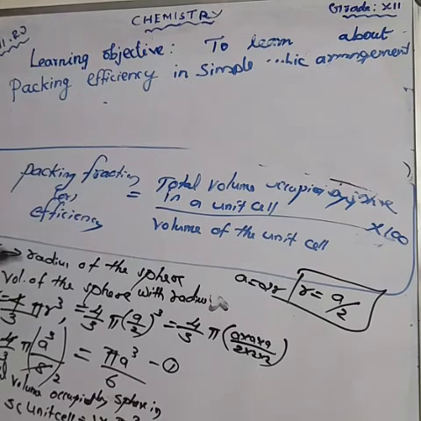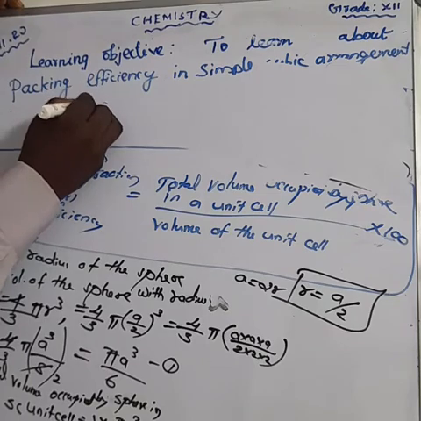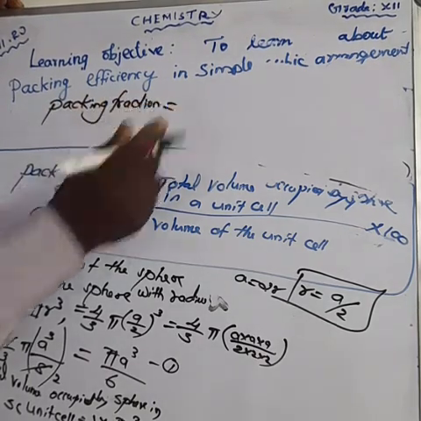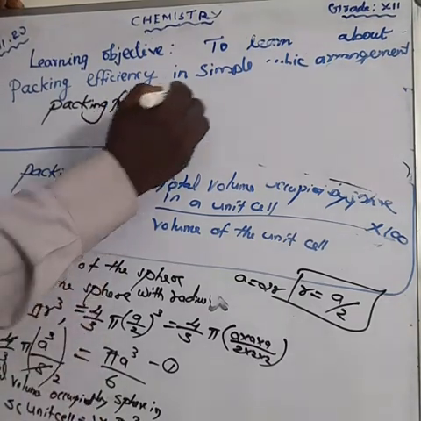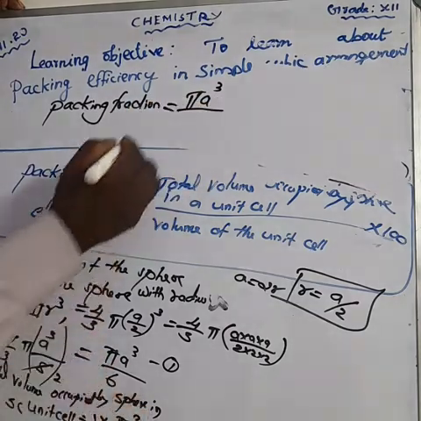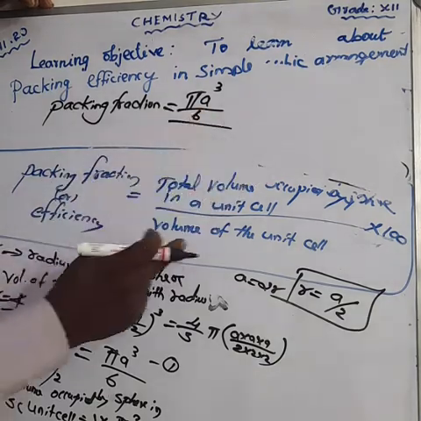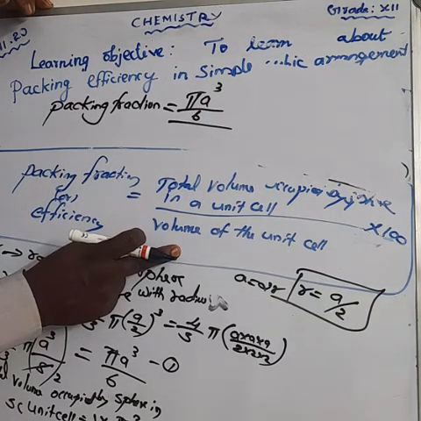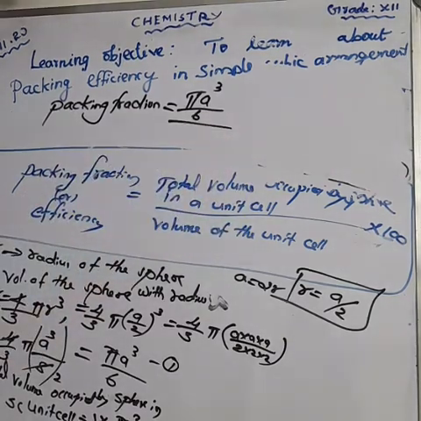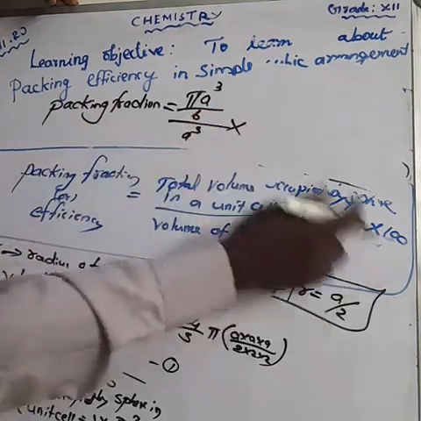So we get the packing fraction. Packing fraction is equal to, what's the value? Pi a cube divided by 6. What is the volume of the unit cell? Previously I told you, A into A, what is that one? A cube, into, as per the formula, 100.